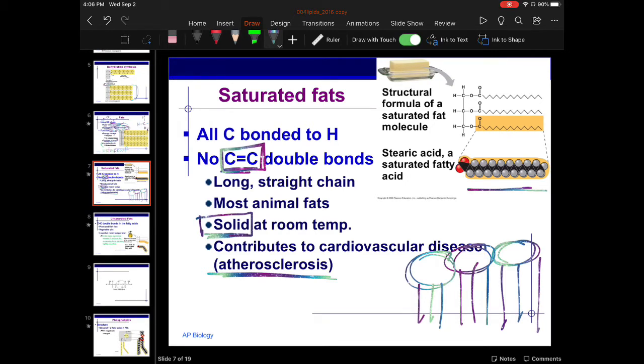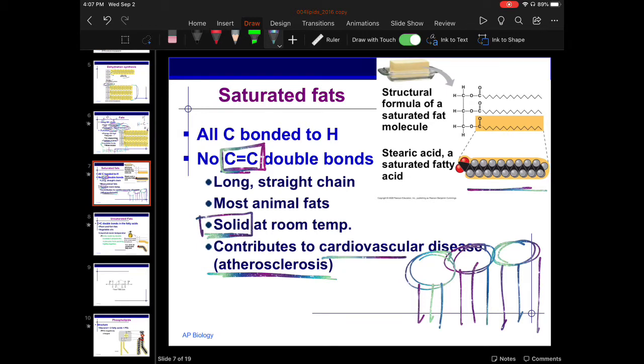And so solid running through your veins, not a great idea. It gets caught on valves. And it gets stuck, and so contributes to cardiovascular disease. These also tend to be more animal fats, so the things that you get from animals, things that you find in red meats, dairy, things like that.